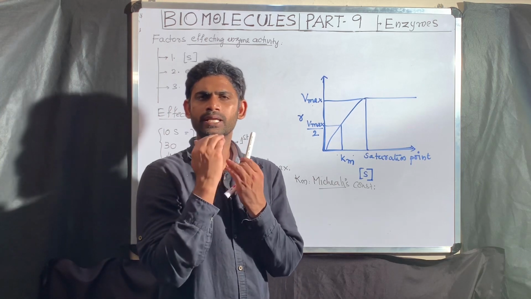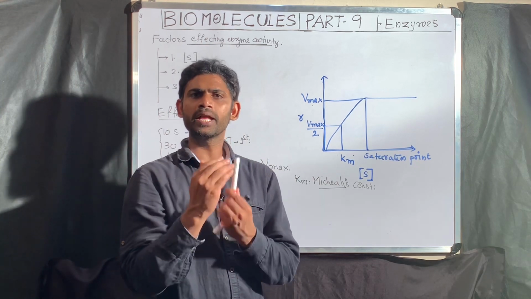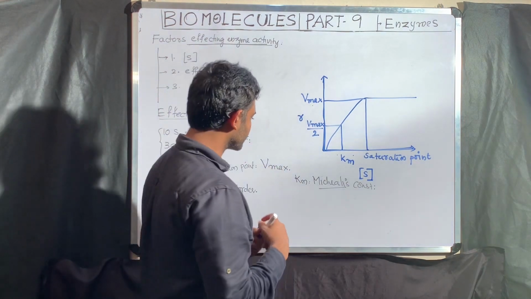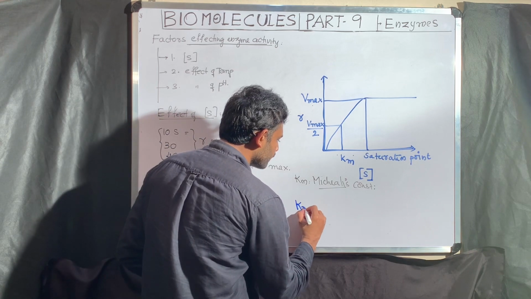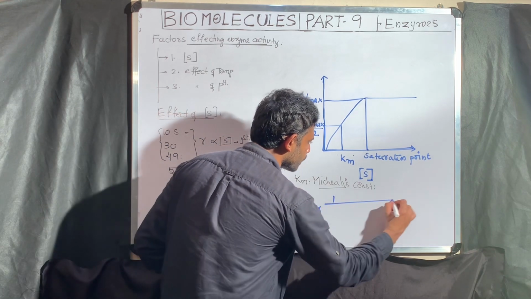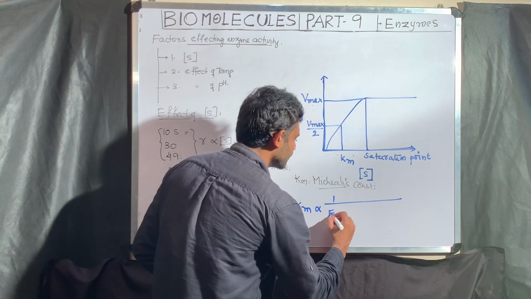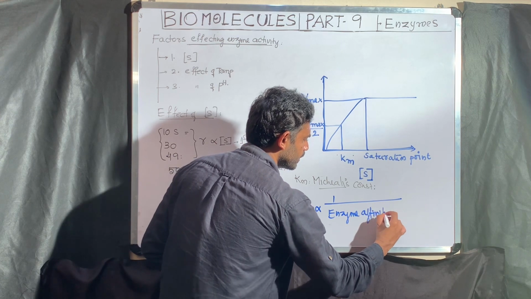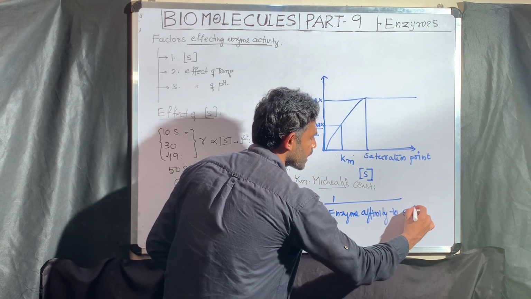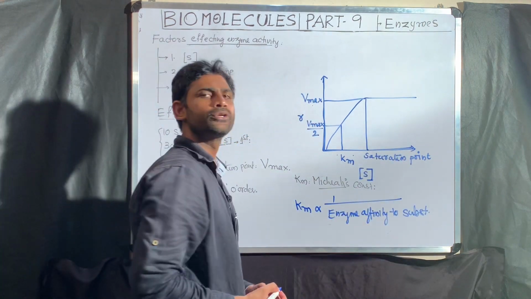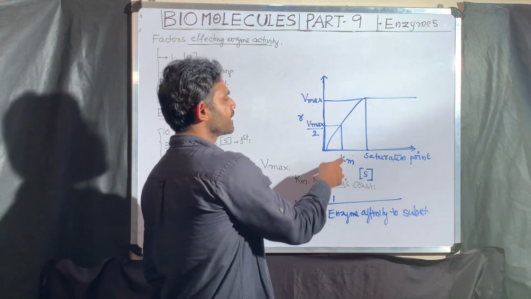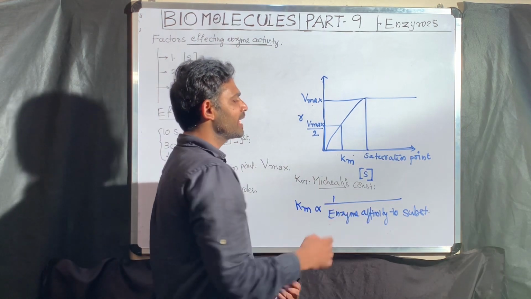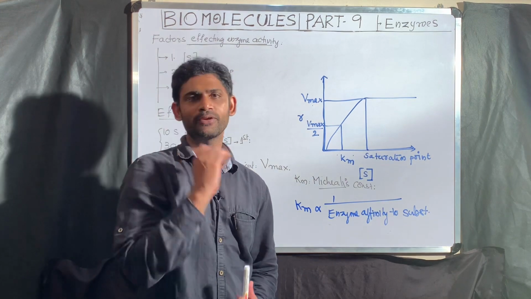So actually, what is the importance of Km? Why do we need to remember Km? I am giving an important relation. The Km value of an enzyme is inversely proportional to the enzyme affinity to the substrate. This is a very important relation you need to remember. Km is nothing but substrate concentration. Okay? The Km value is inversely proportional to the enzyme affinity towards the substrate. I will make you understand now.